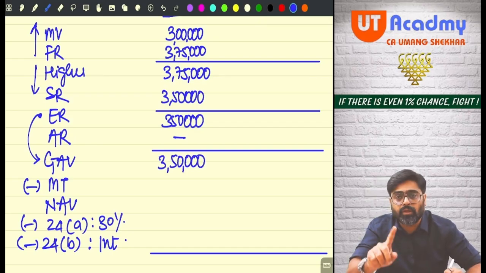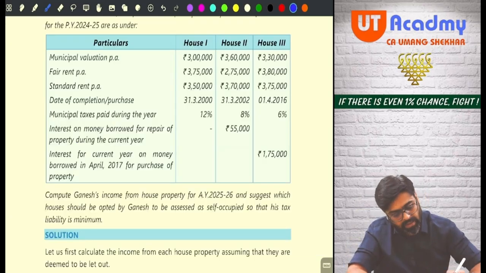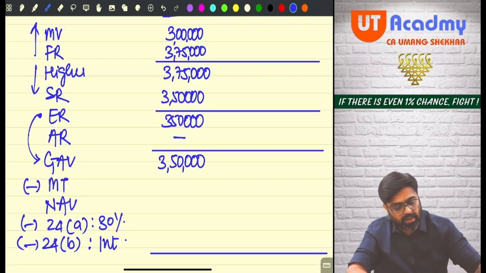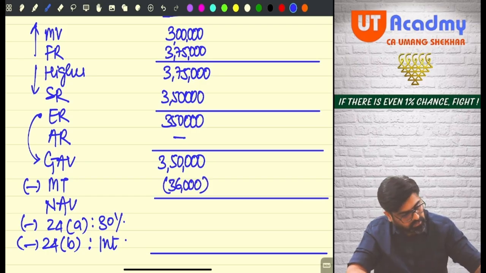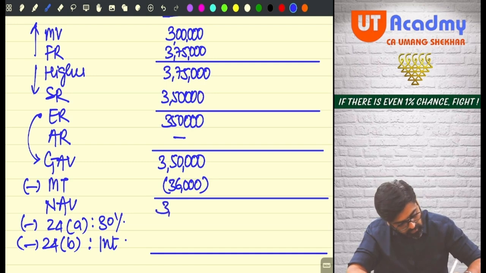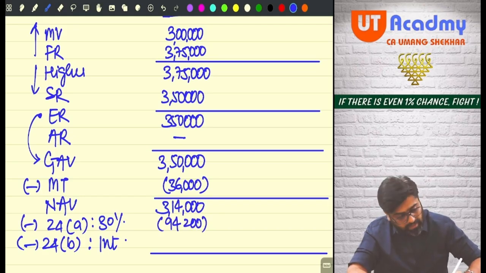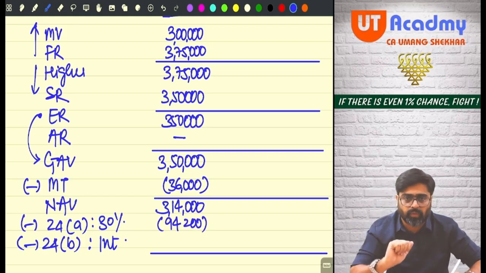Can you see municipal tax for this property is paid? How much is the municipal tax? That is 12% of municipal value. So 12% of 3 lakh will give you 36,000. So your NAV here will be 3,50,000 minus 36,000, 3,14,000 will be your NAV. And can I take 30% of that? That is 94,200.